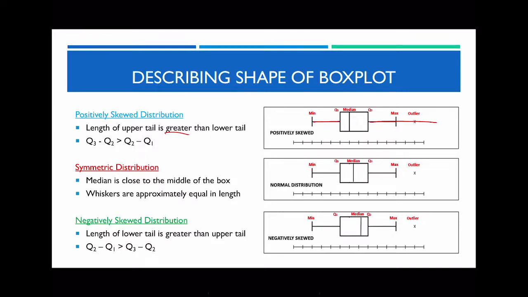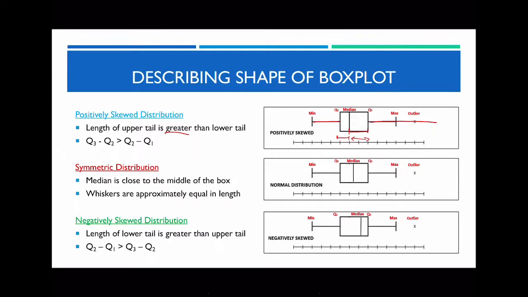Another definition of a positively skewed, and something that I generally go by, is that the distance between Q3 and Q2 is greater than the distance between Q2 and Q1. So as a result, since this is a lot bigger, this is therefore considered to be positively skewed. So these are two types of definitions that belong under positively skewed.